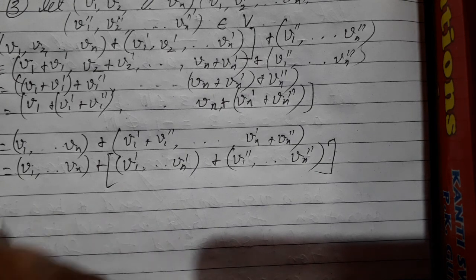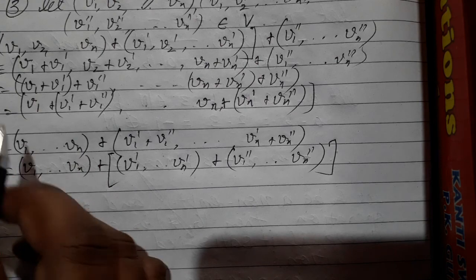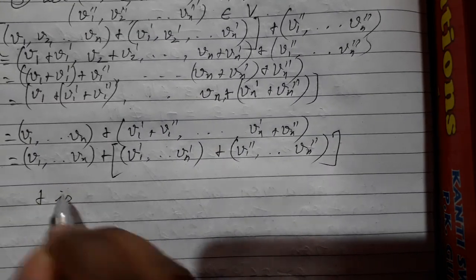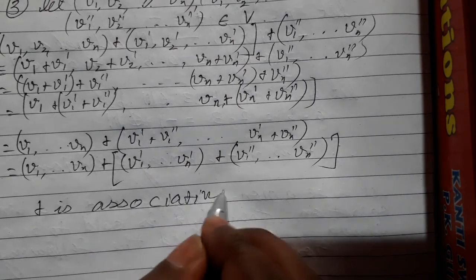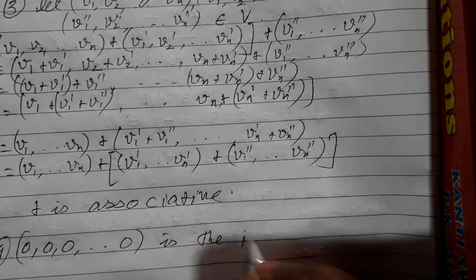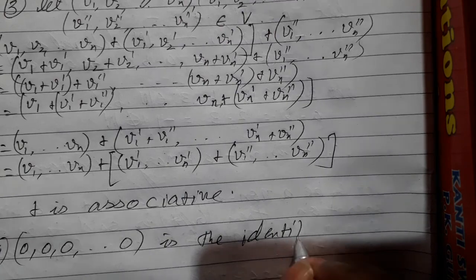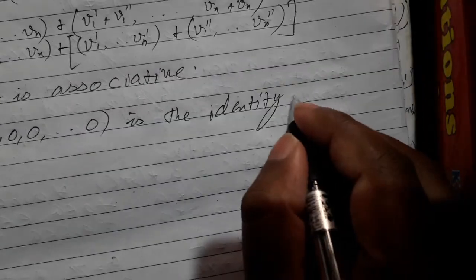We can separate in this way. So this shows that plus is associative. So we have here plus is associative. So when we check here the additive identity, the additive identity is nothing but this. This is the identity element.